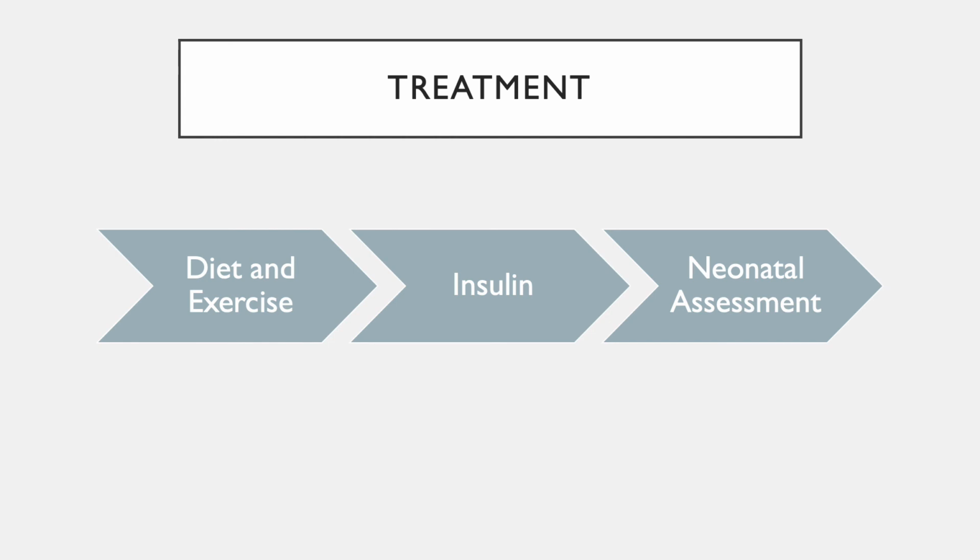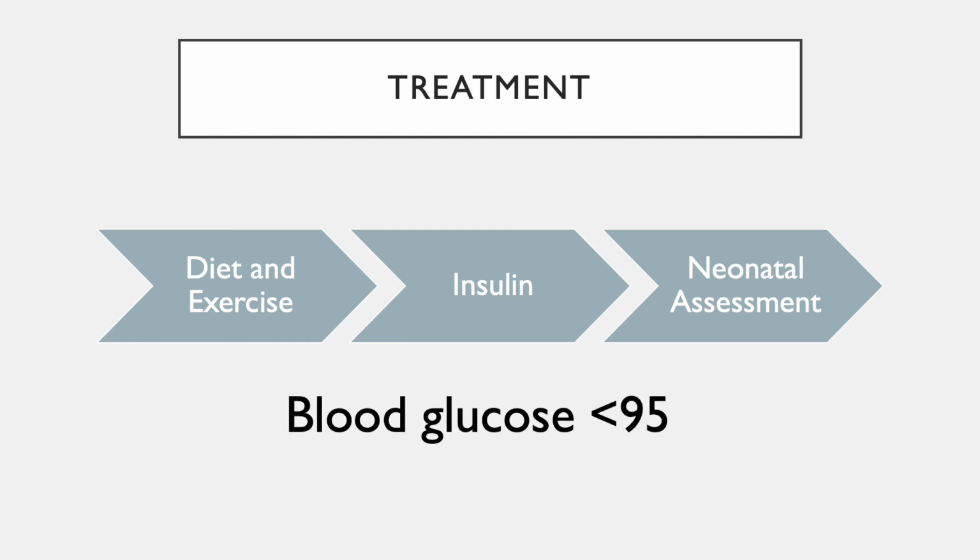I'm about to throw a few numbers at you, but the one that you really need to remember is that the target for blood glucose is going to be less than 95. But other numbers that are important would be a blood sugar value of greater than 105 fasting or 120 postprandial, being indicative of the mother needing insulin. But even once the mom has started on insulin, the blood glucose target is going to be less than 95 for good control.